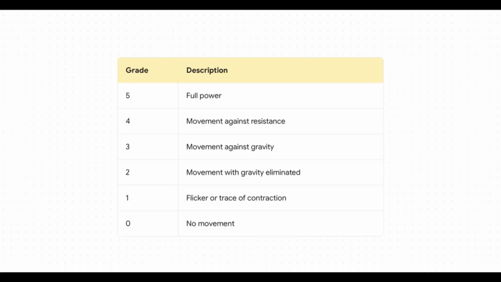A huge part of our investigation is about quantifying the evidence we find. So take this, for example, the muscle strength scale. It lets us put a number on power. We can grade it from a 5, which is full, normal strength, all the way down to a 0, which is no movement at all. This is how we take a subjective complaint like, "My arm feels weak," and turn it into objective, solid data that we can put in our case file.